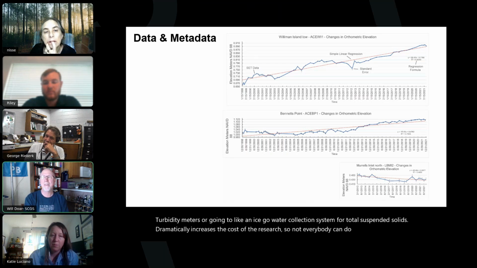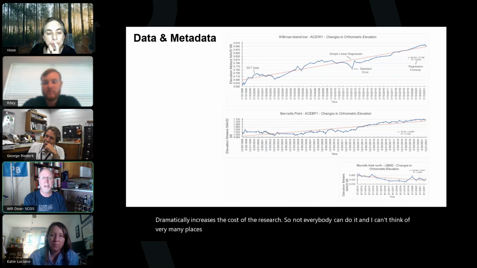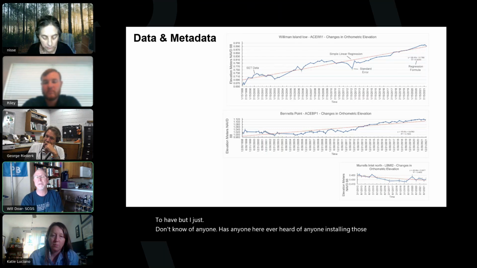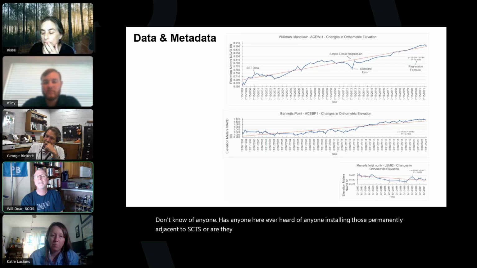And I can't think of very many places that have done it over many years, more than 2 or 3 years. So for those who've asked, those data are good to have, but has anyone here ever heard of anyone installing those permanently adjacent to SETs, or are they all just sort of in the general area of the SETs?